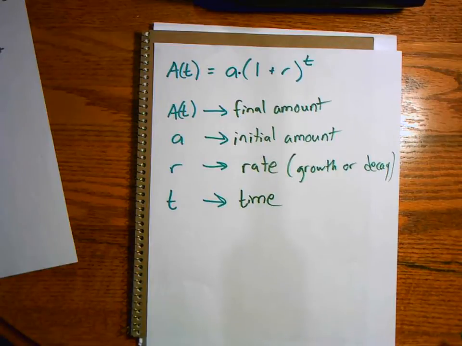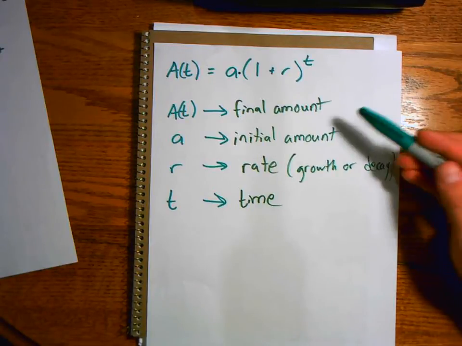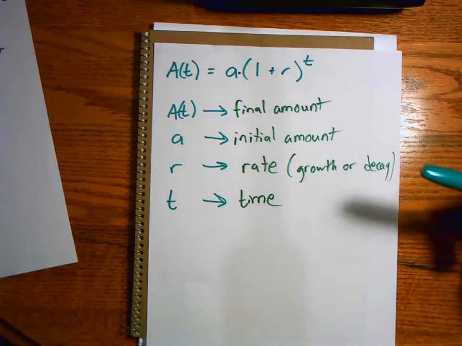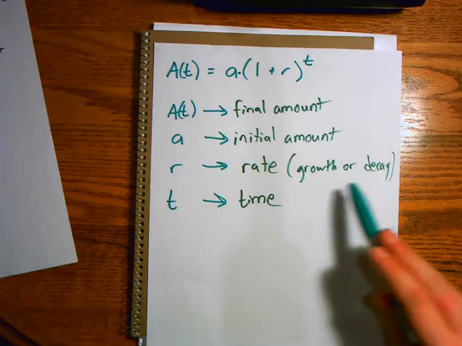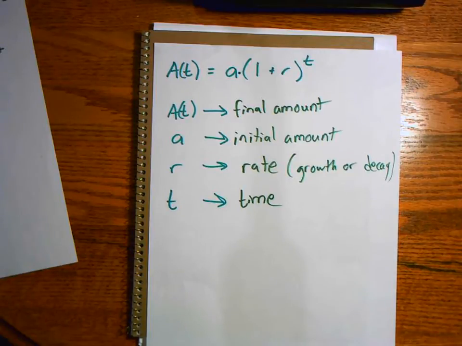Our A of t is equal to the final amount, whether it's increasing or decreasing, the very end result. That's what the final amount is going to be. The little a is the initial amount, whatever we started out with. The r is our growth or decay factor, or the rate, and t is the time, the amount of time it's being exponentially growing or exponentially decaying.